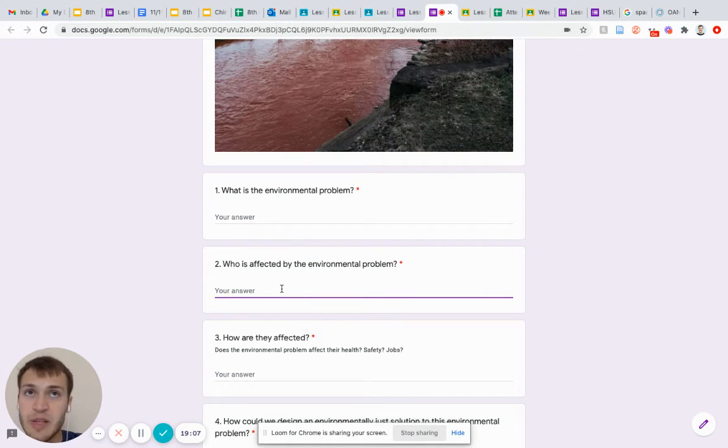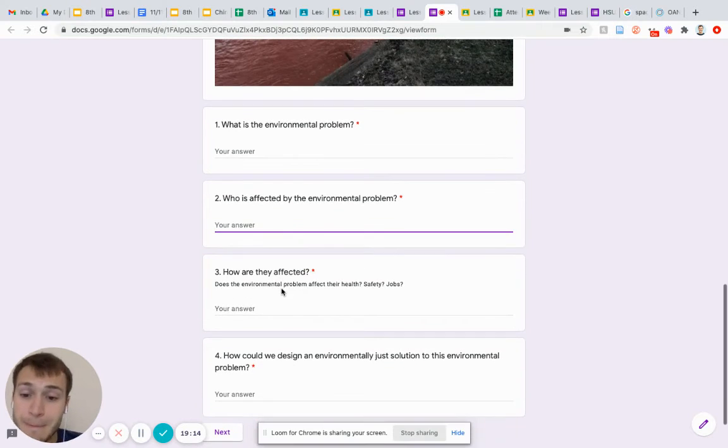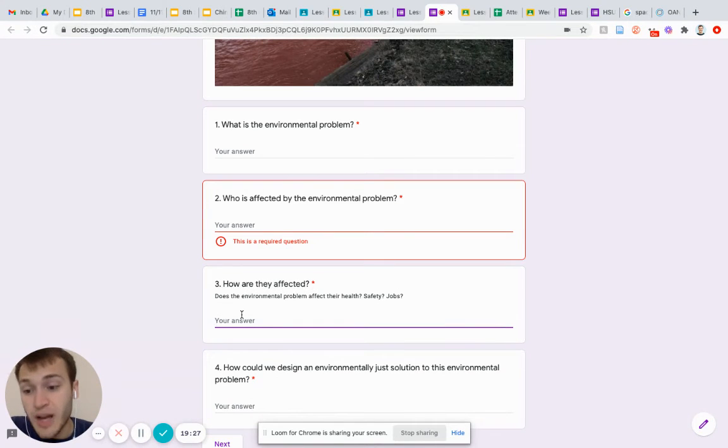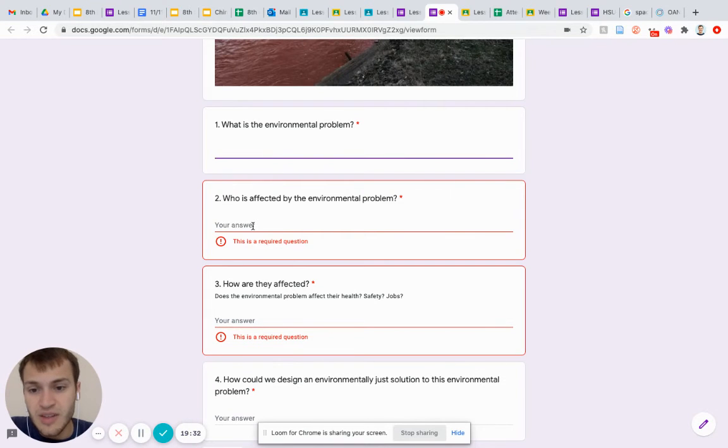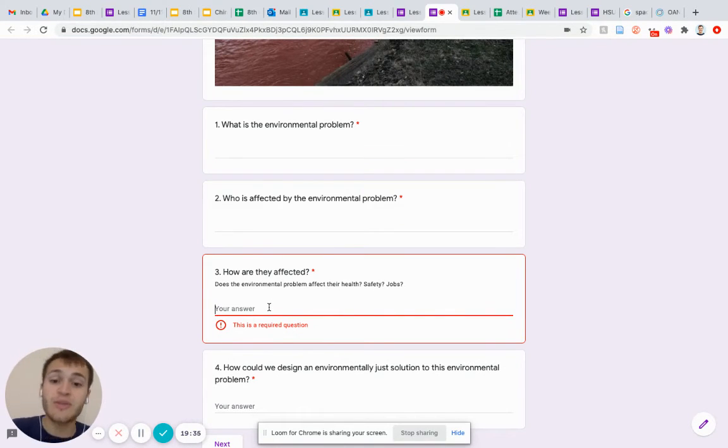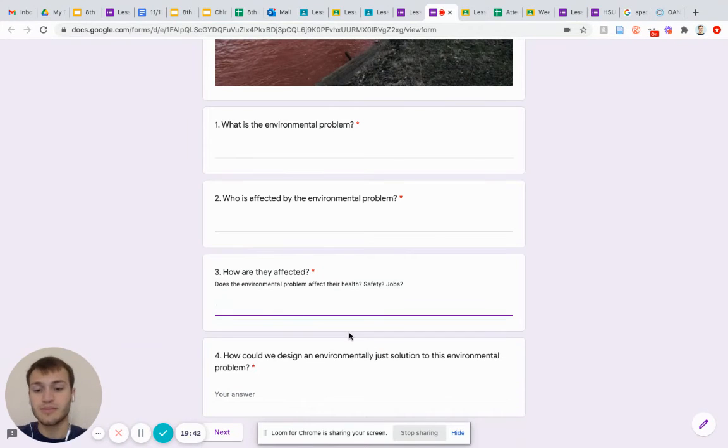So the who are people who live close to the coal mine. So they're going to be the most people affected by this environmental problem. Number three, how are they affected? So does the environmental problem affect their health, safety, jobs? It affects their health because all the pollution is giving them chronic asthma or lung diseases or cancer.